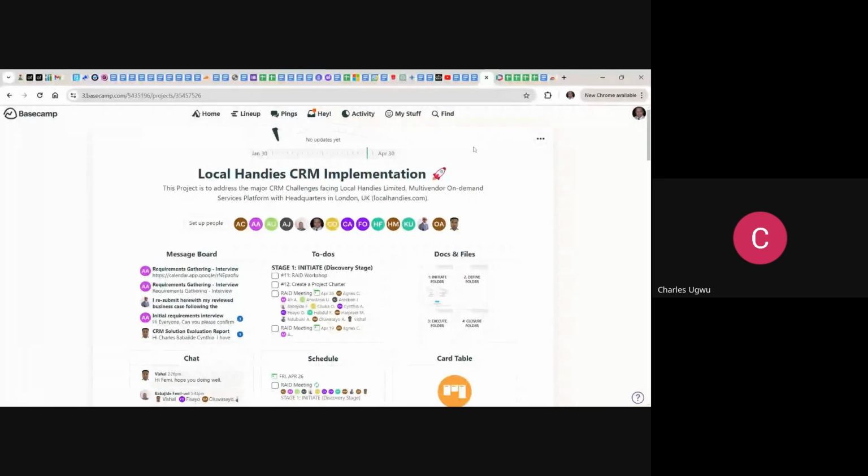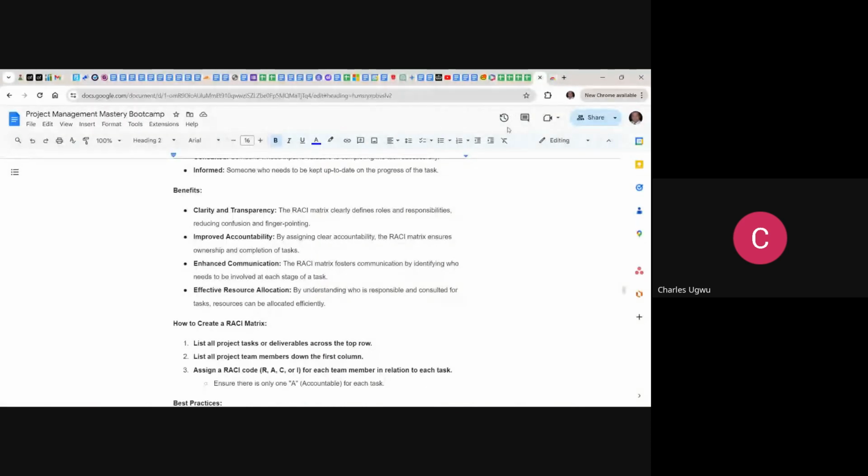Okay. Let's go back to our main document. So that is where we come in here. We're trying to talk about RACI, in terms of accountability. Continuing with the benefits: enhanced communication. The RACI matrix fosters communication by identifying who needs to be involved at each stage of the task. Effective resource allocation: by understanding who is responsible and consulted for a task, resources can be allocated effectively.